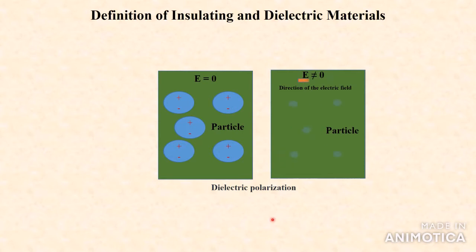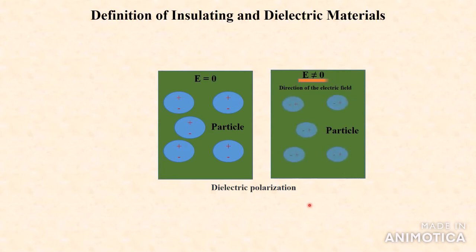Next we'll see what a dielectric is. This is the arrangement of molecules in the absence of the electric field. Whenever the electric field is applied, these molecules will arrange themselves. That is, there will be a slight shift in the molecules: the positive charge will get aligned along the direction of the electric field, whereas the negative charge will get aligned along the opposite direction. This is called polarization.